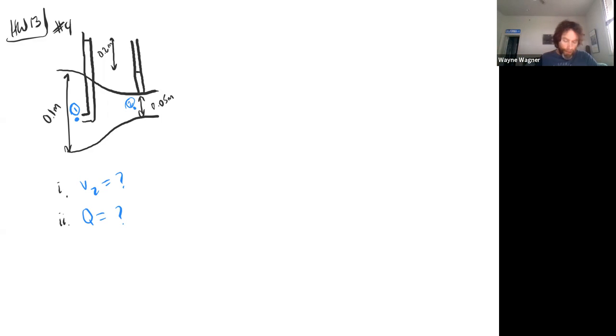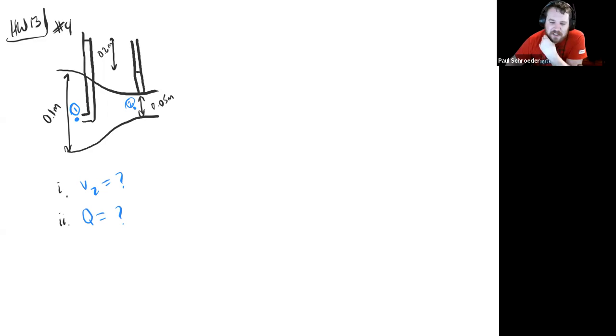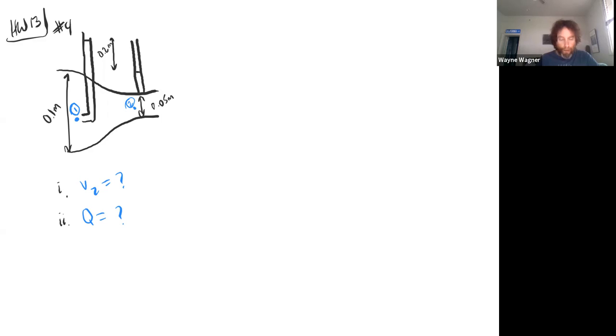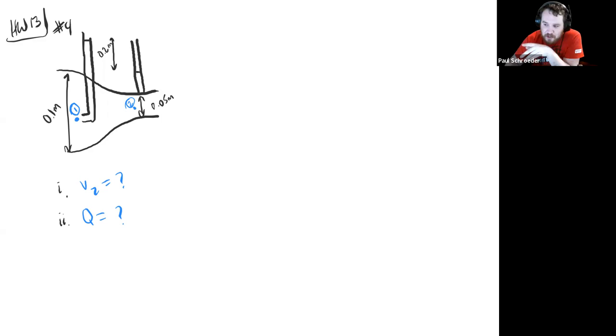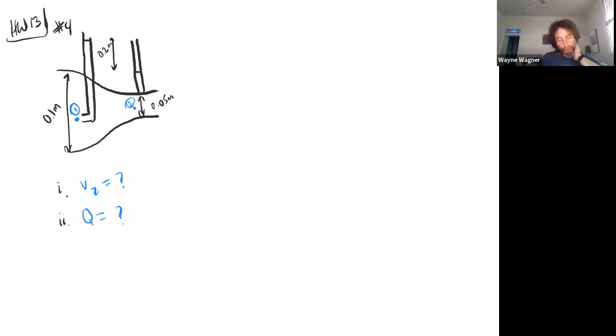Any thoughts on how to get at this? So I mean, we did these problems before with the stagnation, right? It's like the difference in height is equivalent to the velocity squared over 2g, right? Yeah, the problem, of course, is in this case we're not at the exact same location.